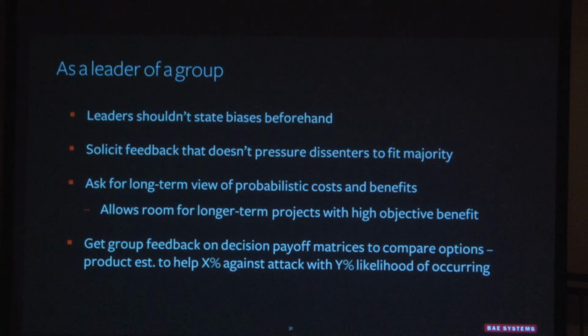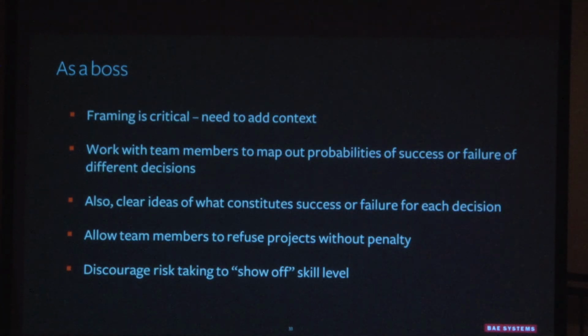Since I'm almost out of time, as the leader of the group, leaders shouldn't state biases beforehand. You need to solicit feedback in a way that doesn't make dissenters feel out of place. Ask for those long-term views of probabilities and costs, so you can allow for those longer-term projects that'll actually have a big payoff. Then also create, similar to the tree, decision payoff matrices, including probabilities of attack and likelihood of occurring. As a boss, you have to frame things in the right way.